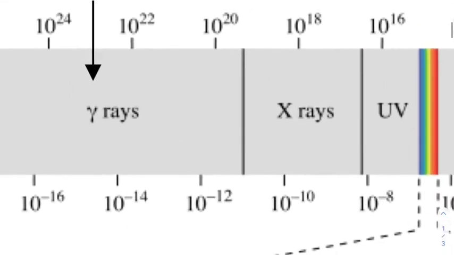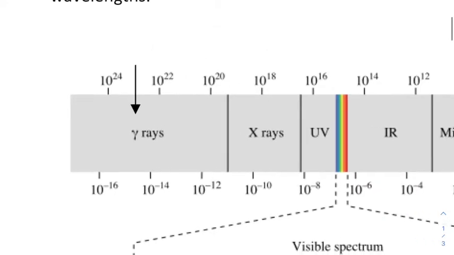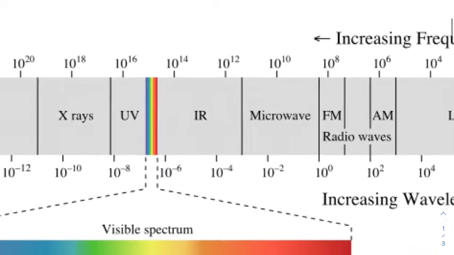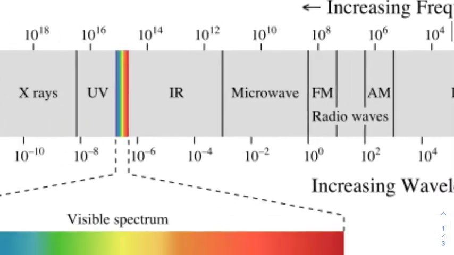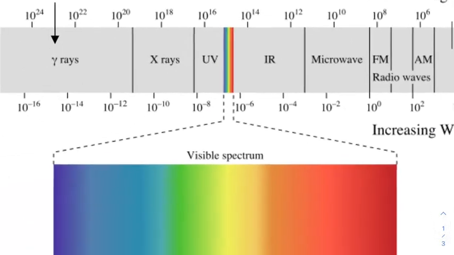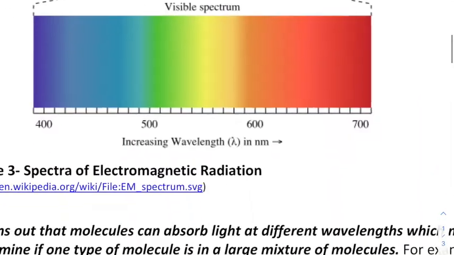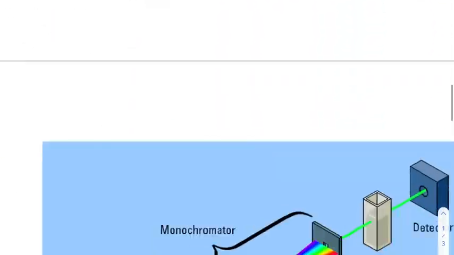Now, if you did UV, X-rays, or gamma rays, you can get all sorts of other results from those. There's UV spectroscopy, there's X-ray spectroscopy, there's IR spectroscopy, and so forth and so on. But we are not going to be working on those. We are going to be working just on the visible spectrum of light that is here.